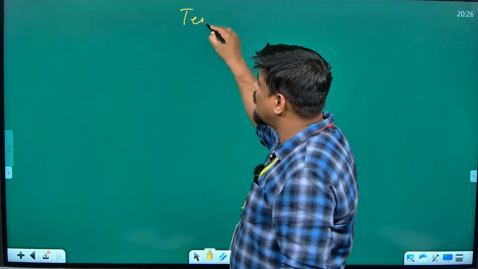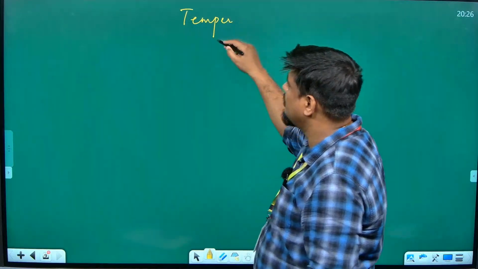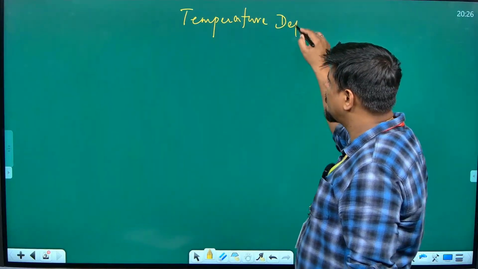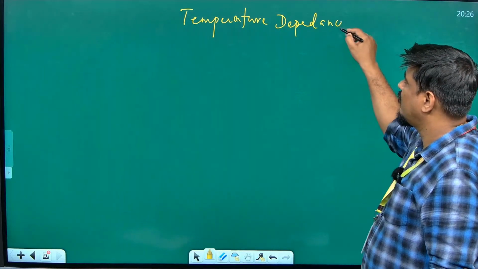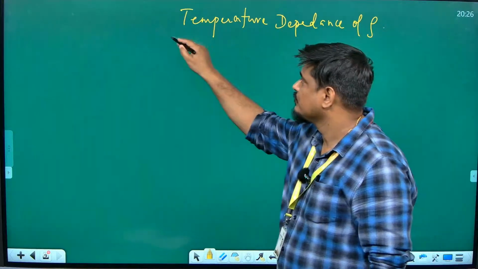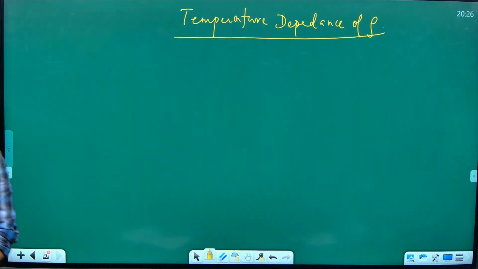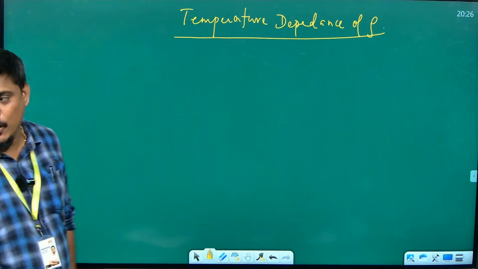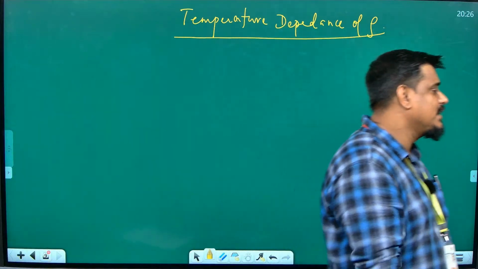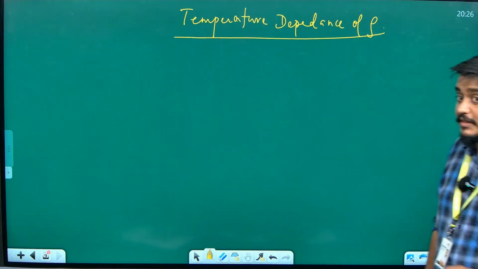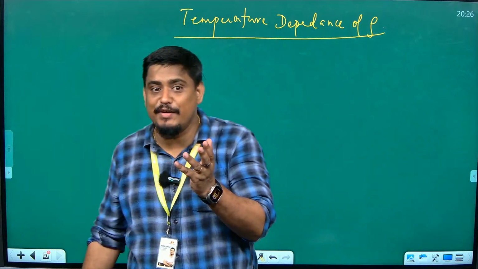Next topic is temperature dependence of resistance and resistivity. Temperature dependence of resistivity. So we know very well, we have learned a few minutes before, that if you increase the temperature, the resistance or resistivity will increase. Why does it increase? Because tau is reducing. Why is tau reducing? Because they get more energy, they get more velocity. We understood this. But how much will be the increase, we have not learned.